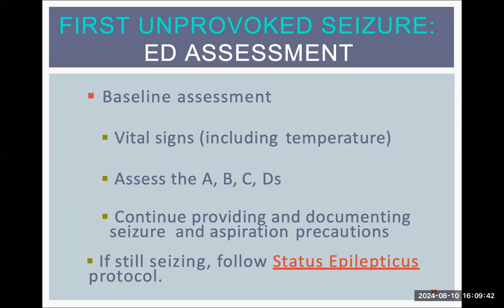So now talking about how we can assess those patients from the emergency setting, you know that we should start from basic assessment, including the vital signs, and then assess the patient from A, B, C, D, and continue providing information about the seizure and document it, and take the aspiration precautions, keep the patient on the left lateral position and provide the oxygen, and then you should follow the status epilepticus protocol.